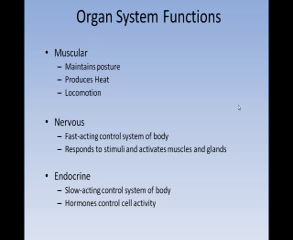For muscular, this maintains your posture, helps you produce heat, locomotion or movement. Nervous is your fast-acting control system of the body. This responds to stimuli and activates muscles and glands. So this would be like pulling your hand away from a hot stove. Endocrine system is the slow-acting control system of the body. These are your hormones.